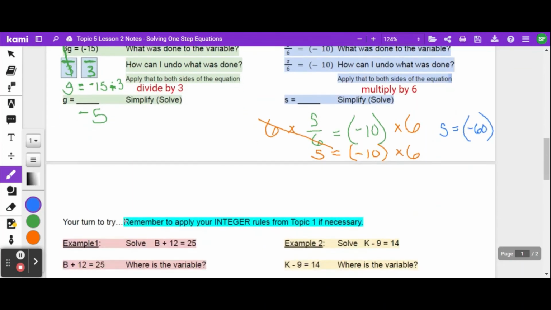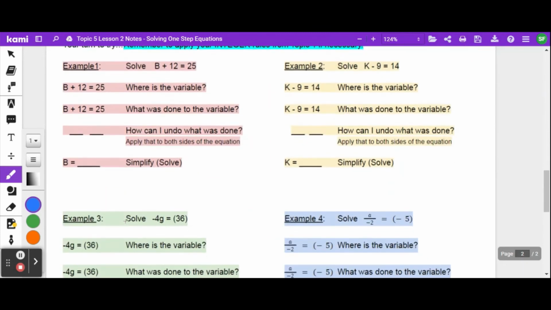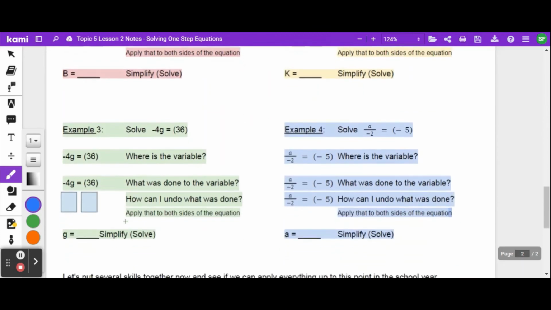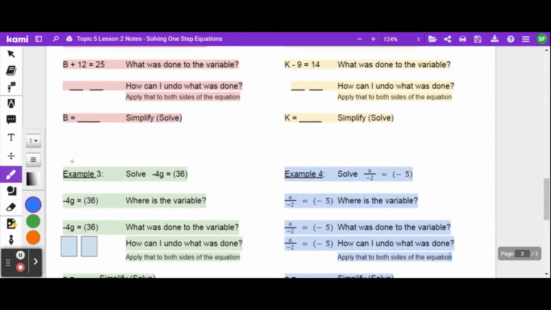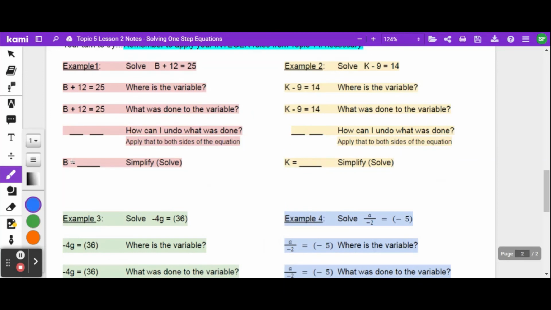Go ahead and scroll down. Try these 4 examples in the colors, and then there are some extra examples here with some decimals and fractions. Please don't be spooked by these. It's the same concept. If I see adding, I'm going to subtract. I'm going to use those inverse operations, but we're just applying that with fractions and decimals. You can go ahead and pause this video, work out those 7 problems, and then check back to see how you did.